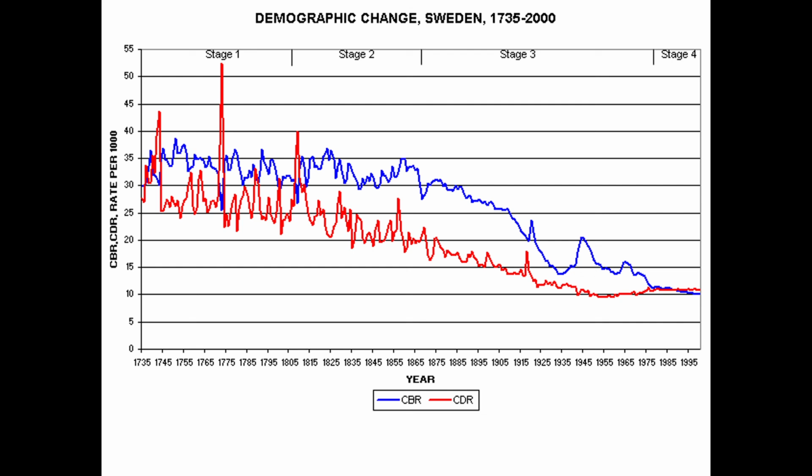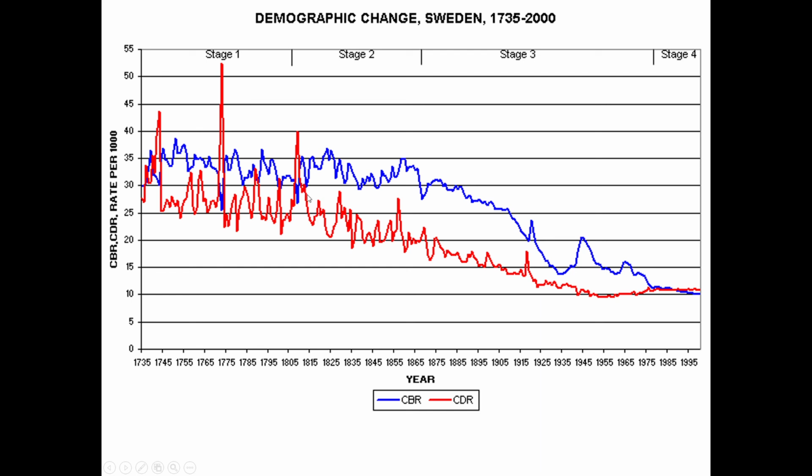Well, here's a real example of this. Here's Sweden's change in birth and death rates since the 1730s. You've got a birth and death rate that are about the same here at the beginning. The death rate drops. Birth rate is still high for quite a while.